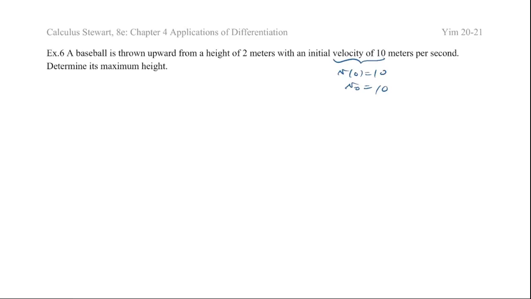And this one is the initial height. So h at time 0 is equal to 2. Another way to write that, h sub 0 is 2, or h naught is 2. But I believe we're going to be using s. Usually in physics, we tend to use s for position. So that's what we're going to do. Let's do this.